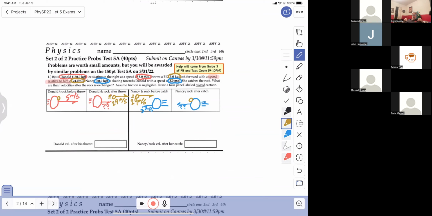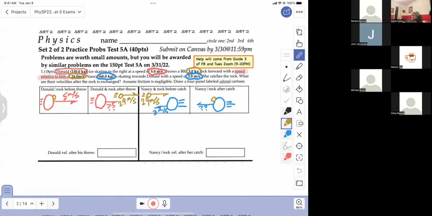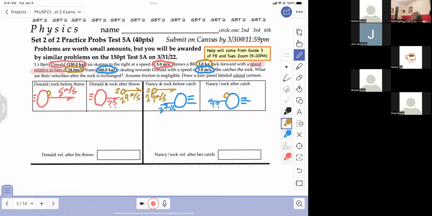And this is called an inertial frame of reference. Everything has to be referenced to one thing that isn't moving relative to everybody in the problem. You might have 7 people in the problem, but they got to reference it to one thing that's not moving. So that would be the ground.